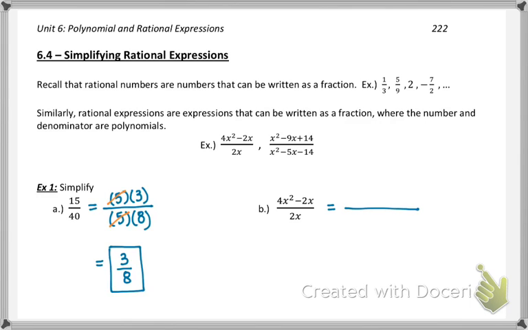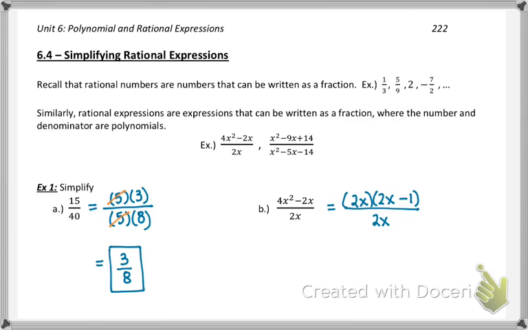The GCF in the numerator is 2x. And if I divide out a 2x, I'm left with 2x. 4x squared divided by 2x is 2x. And then negative 2x divided by 2x is just -1. Okay, dividing out a 2x, which becomes a factor. And the other factor is 2x minus 1. And then in the denominator, they are already factors, 2x.